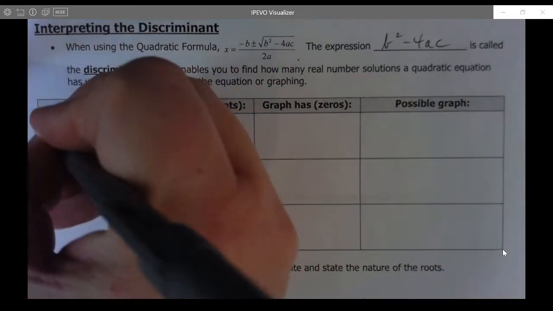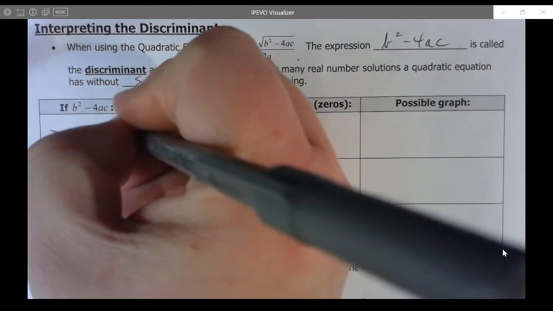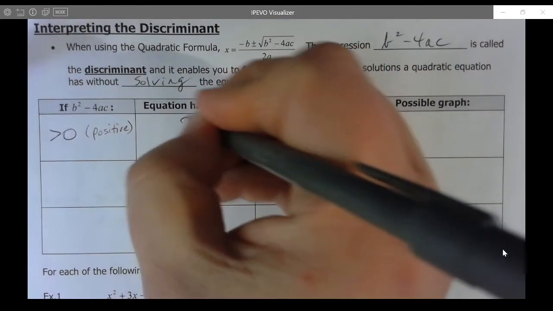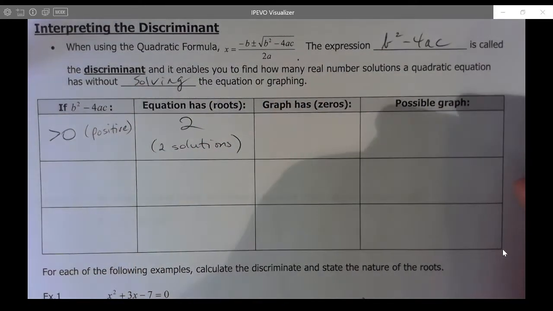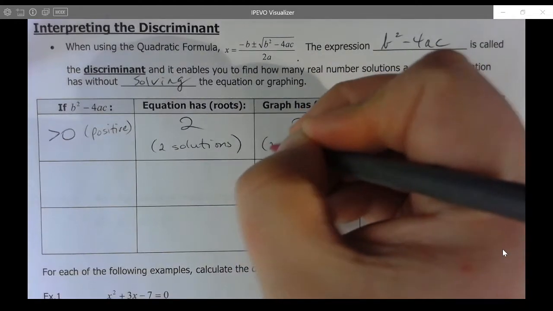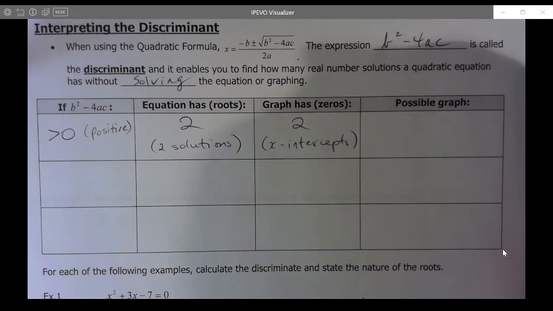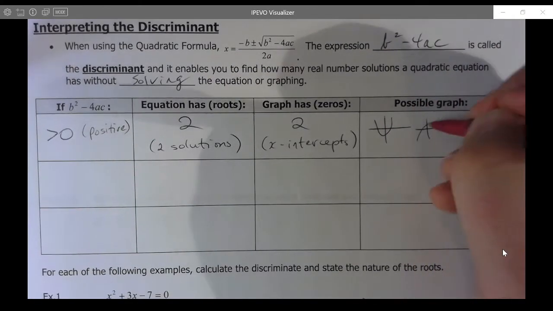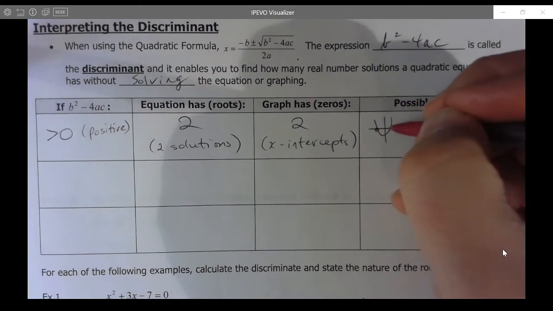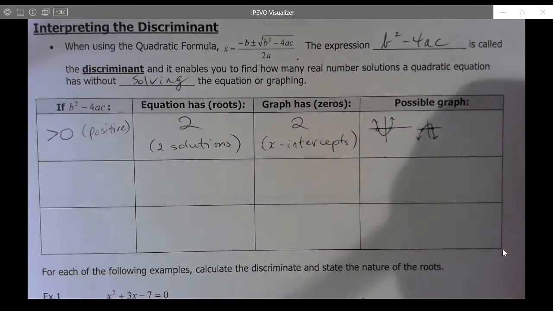If b squared minus 4ac is greater than 0, which is a fancy way of saying it's positive, then the equation has 2 roots, or 2 solutions. The graph has 2 x-intercepts. And the graph could be anything like this or this, where it actually has 2. Sorry, I'm drawing small, so it's not very good.